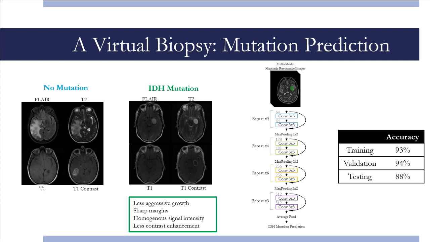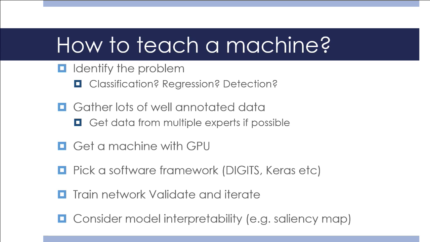So this is the virtual biopsy. Can we predict the mutation status? Essentially, going back to the question of how do we do this, we need to really rigorously define what is the problem that we're trying to solve.